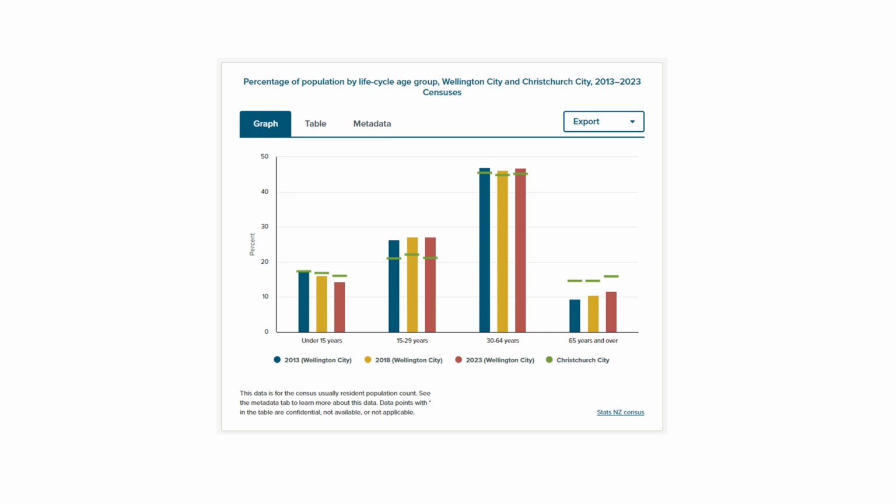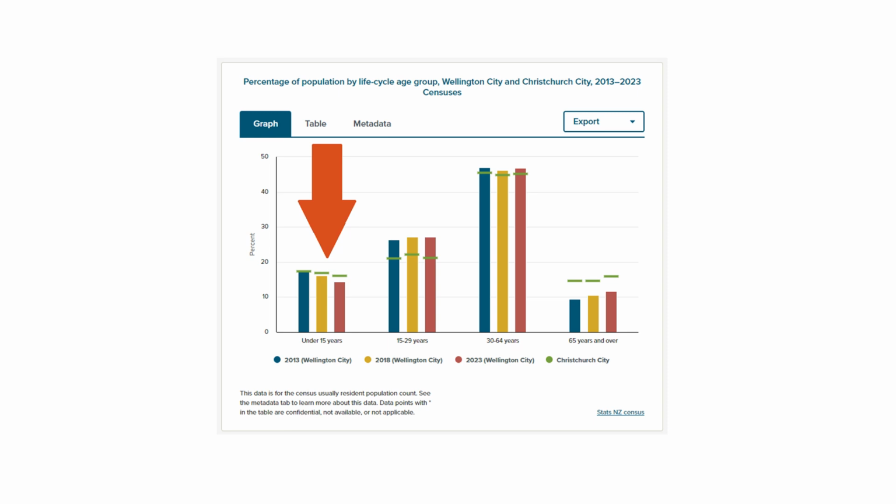For example, looking at the life cycle age group graph for Wellington City and Christchurch City. You can see from the blue, yellow, and red columns on the left that the percentage of the Wellington City population that are under 15 years of age has declined between the 2013 to 2023 censuses. The green line over each bar shows the equivalent values for Christchurch City. From this you can see that in 2013, the percentage of the population under 15 years of age was roughly similar for Wellington City and Christchurch City.